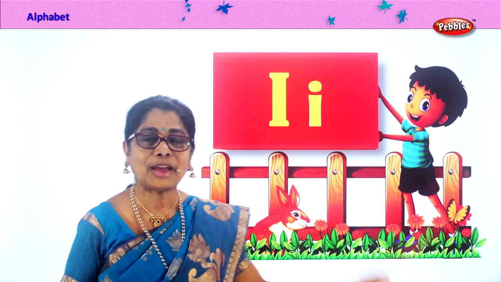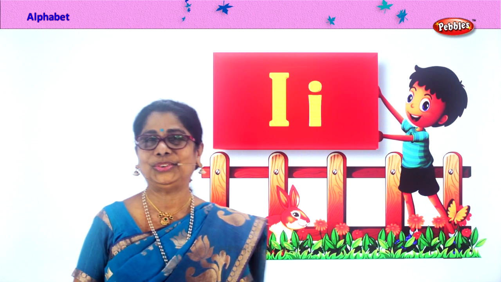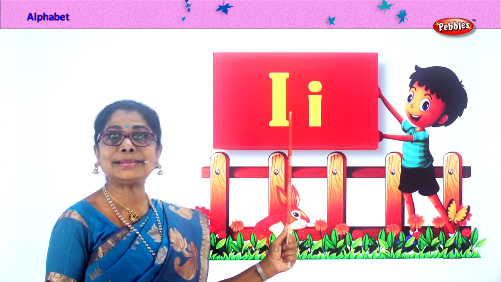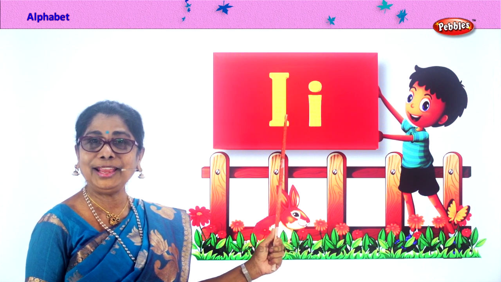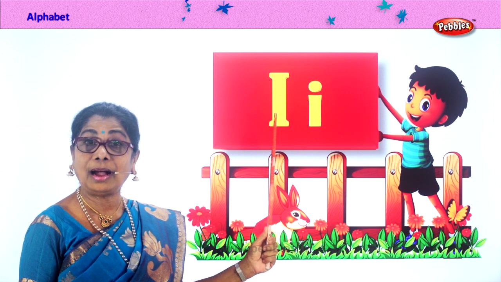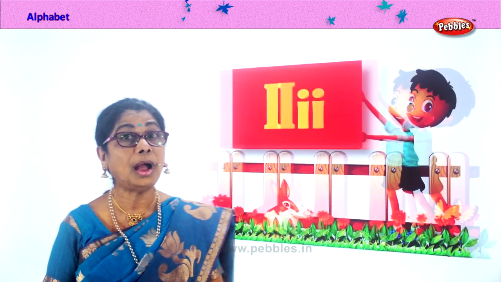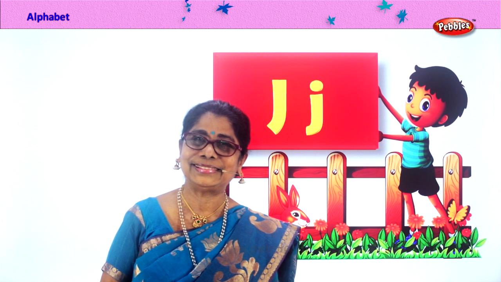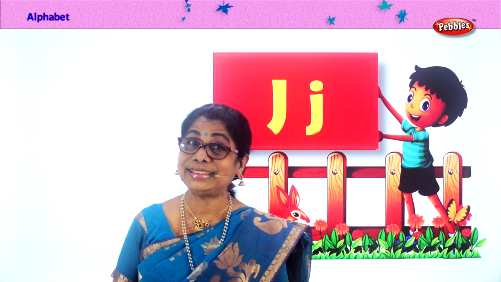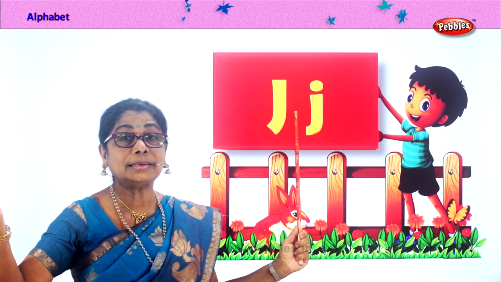Now, will you remember the sound of letter I as E? Very good. I for ice cream. I for igloo. Very good. So, the sound of I is E. Very good. Now, what could be the next letter that will follow I? At the circus, what do you remember? Joker, yes. When you look at letter J, what do you remember at the circus?